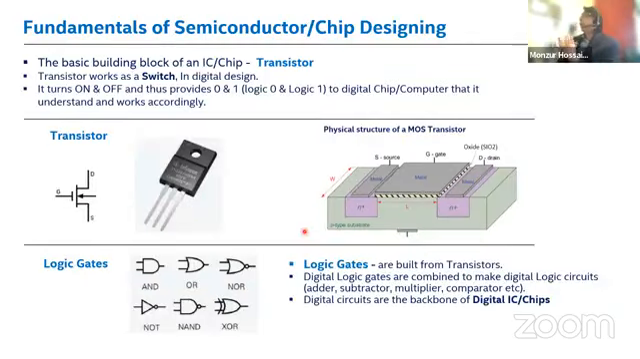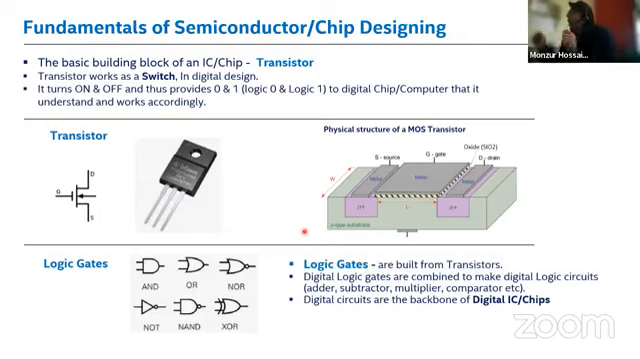So what is the fundamental unit that a chip has? The basic building block of any chip is the transistor. In a digital chip, the transistor acts as a switch, meaning it turns on and off, so it becomes 0 and 1, and a digital computer or digital circuit understands 0 and 1, and then it works accordingly.